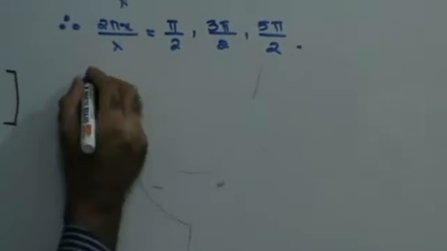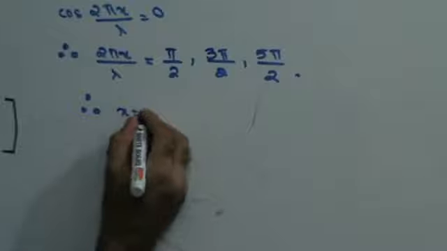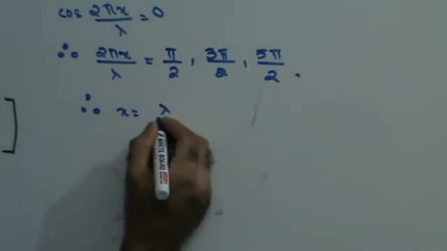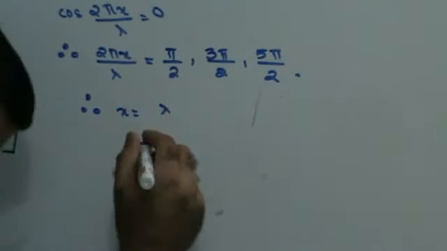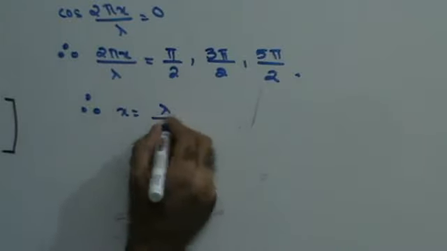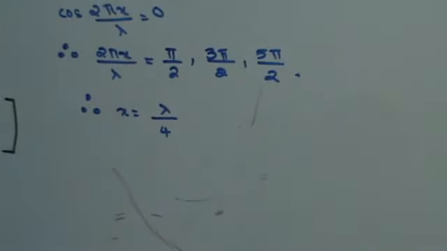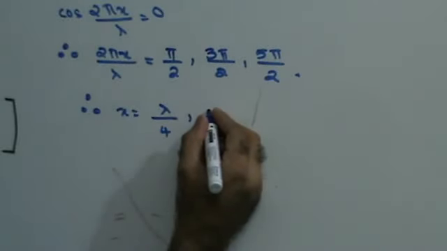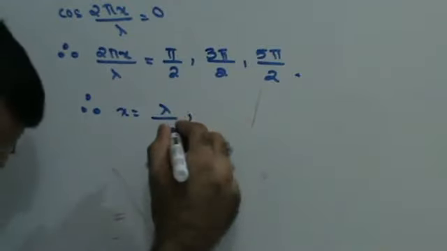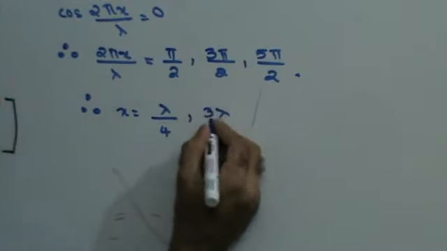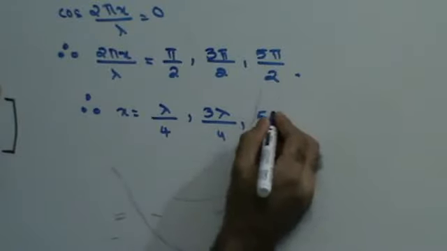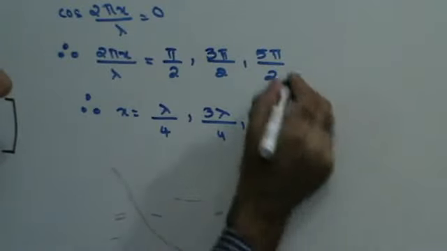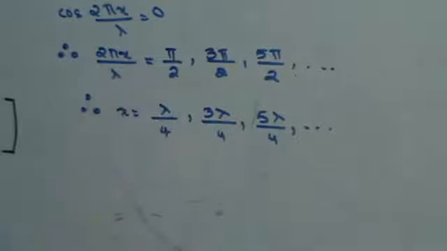Now, in that case, I could therefore say that x is equal to lambda goes up, and this is going to be nothing but 2 comes down, pi and pi gets cancelled. Therefore, I can say x is equal to lambda by 4. So this is going to be 3 lambda by 4, 5 lambda by 4 and so on. Those are going to be the values of x.